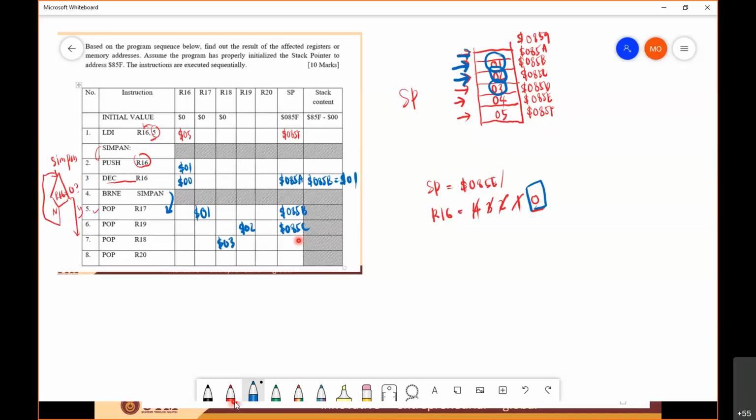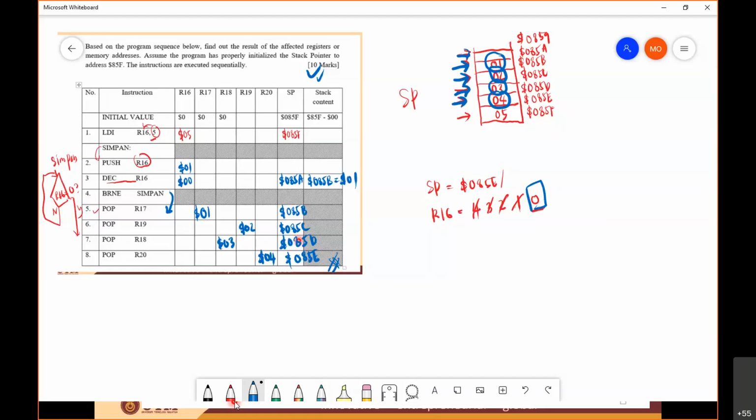And what happened to your stack pointer? Stack pointer incremented by 1, so stack pointer now points to the next address. And last but not least is another pop, R20. So this value 04 will go to your R20, and the stack pointer is incremented by 1. Okay, so this is the answer that you should provide in this box. If you correctly provided this answer here, you will get 10 marks.